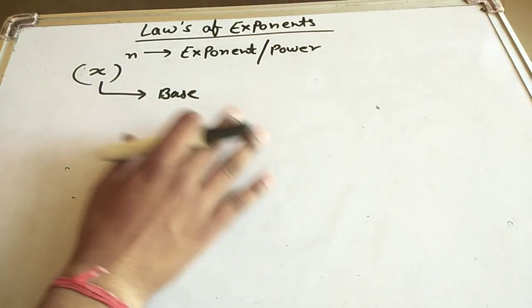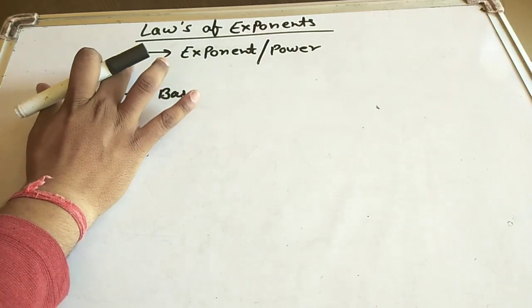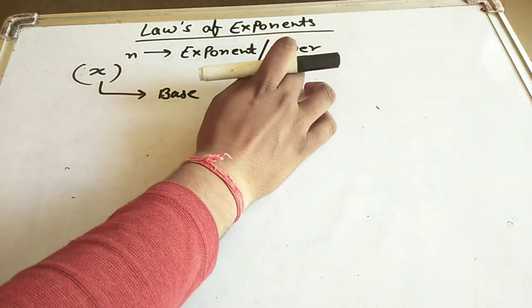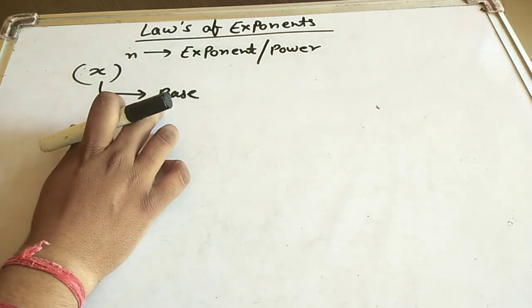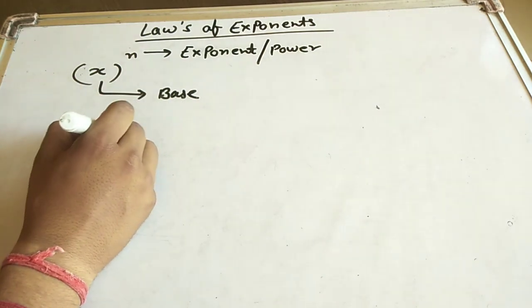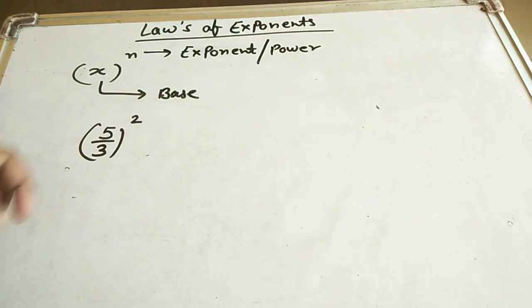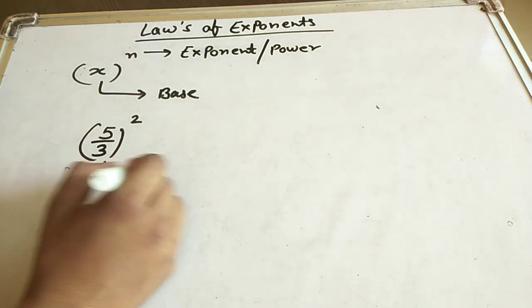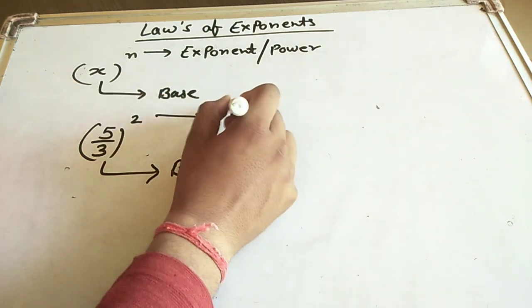Okay. x to the power n. So n is the exponent, we can say power and exponent. And x is the base. Like 5 by 3 to the power 2. 5 by 3 is the base and 2 is the power.